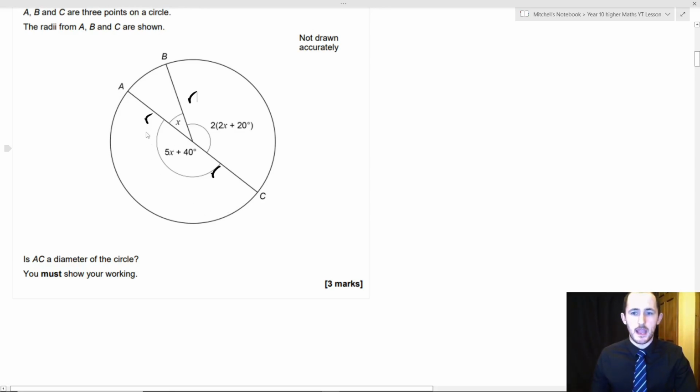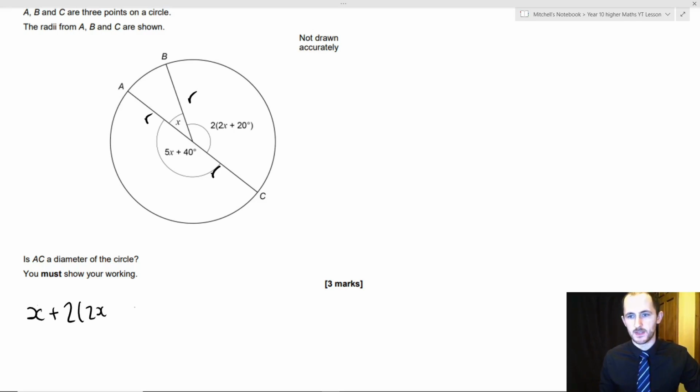Well, if I calculate what this angle is here, the 5x plus 40, angles on a straight line should add up to 180. So if this angle here is 180 degrees, then it is a straight line, so it is a diameter. Does that logic make sense? Whilst you think of that, I'm just going to start doing it. To work out the value of x, all we're going to do is add all of the angles together, which is a bit tedious.